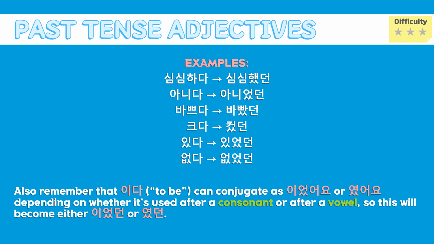Also remember that 이다, meaning to be, can conjugate as either 이었어요 or 였어요, depending on whether it's used after a consonant or after a vowel. So this will become either 이었던 or 였던.